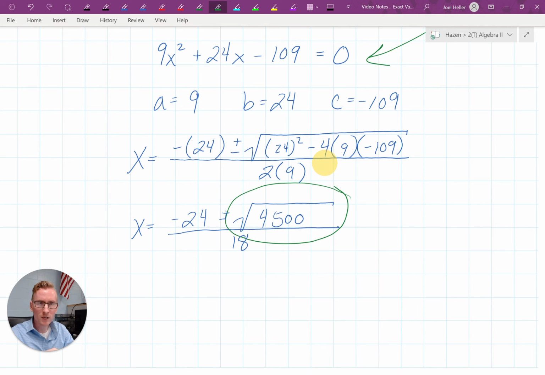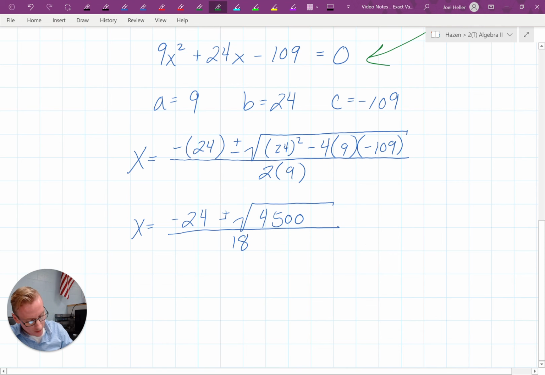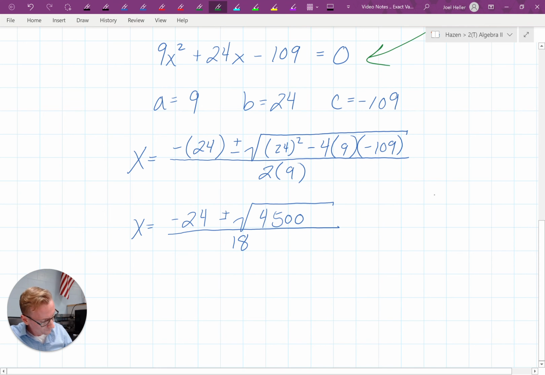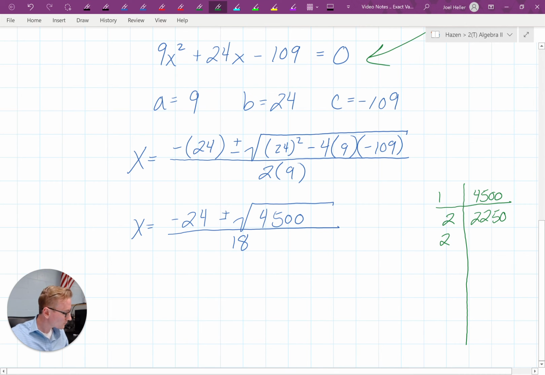Because it's going to be irrational, I need to write that in simplest radical form. So to do that, I'm just going to use the prime factorization method. So we'll write the prime factorization of 4,500 over here on the side. It's going to be 1 and 4,500. Let's see, it's divisible by 2. 4,500 divided by 2 is 2250. Divisible by 2 again. That's going to be 1125.